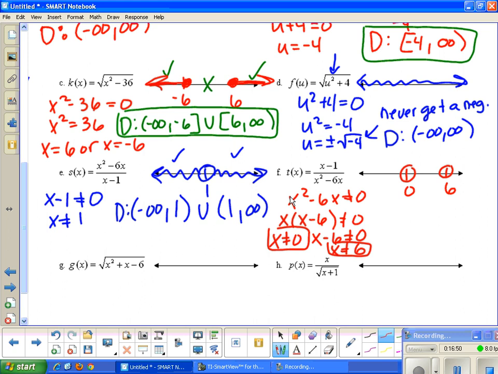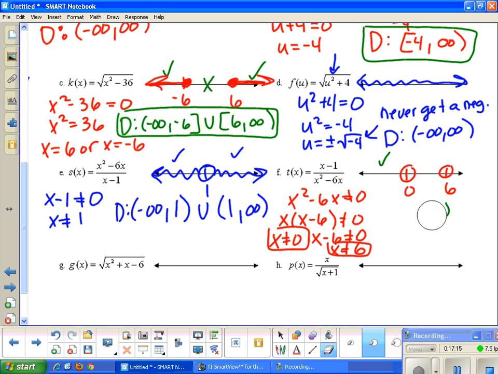Now I need to test my number line on either side of the points that I have here. So on the left of 0 would be negative 1. I'm just going to test the denominator. So in my denominator, if I plug in negative 1, I would get negative 1 squared minus 6 times negative 1. So this is 1, minus becomes plus 6. So I would get 7, which is not 0. Because it's not 0, that works.